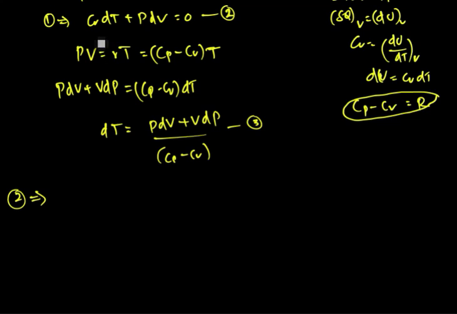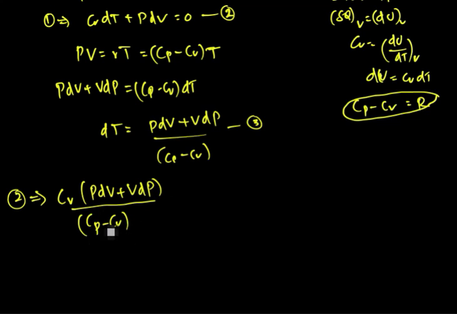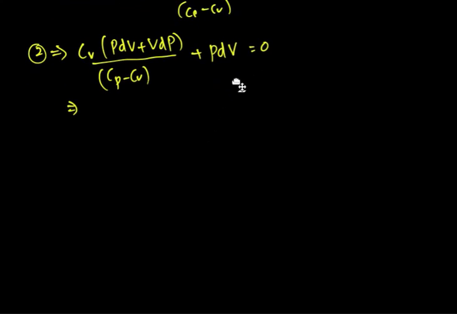That is, for dT in equation number 2 we are substituting equation number 3. So it will be Cv into (P dV plus V dP) divided by (Cp minus Cv) plus P dV is equal to 0. Now we are going to modify this equation by making some rearrangements.